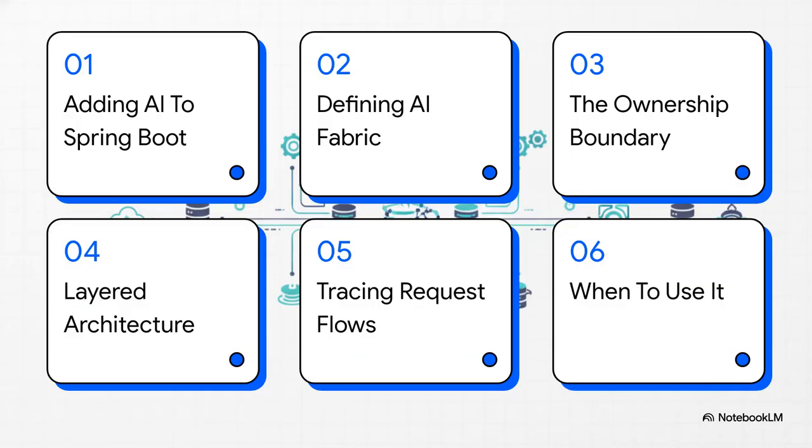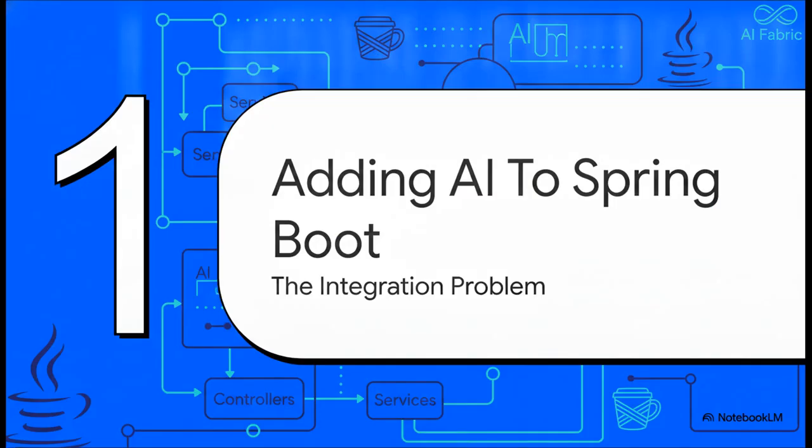Here's our roadmap for today's Explainer. We'll start with the pain points of adding AI to Spring Boot, define what the AI Fabric framework actually is, and really dig into the all-important ownership boundary. Then we'll break down its layered architecture, trace some real-world request flows, and wrap up by talking about exactly when you should reach for this approach. All right, part one, adding AI to Spring Boot.